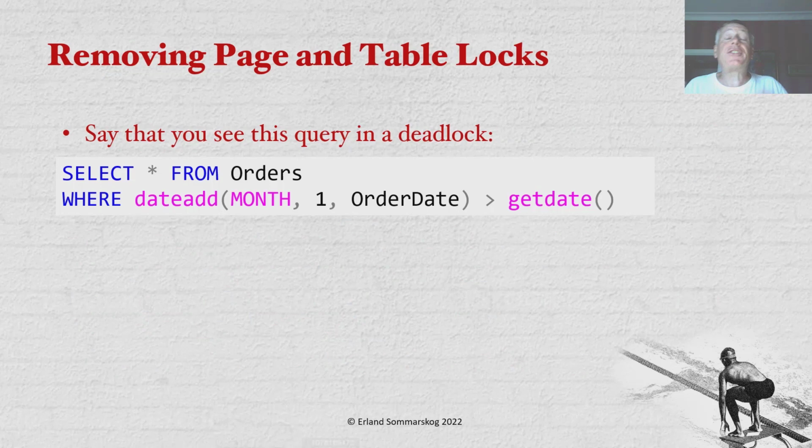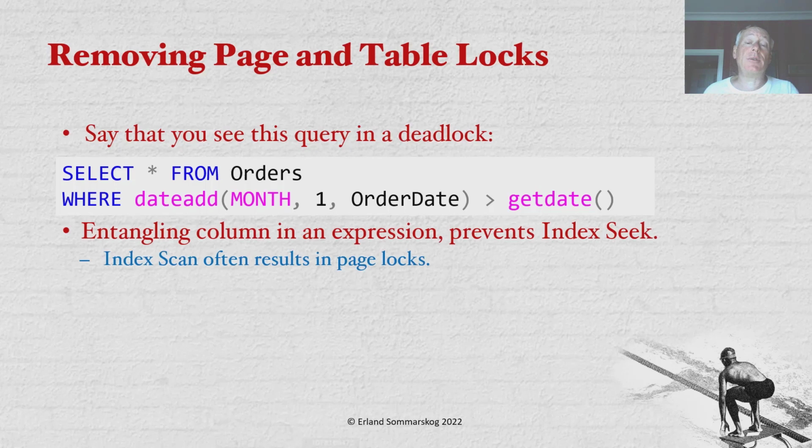So let's say that you are looking at a deadlock and you find this query and there are page locks. Select star from orders where DATEADD month 1 order date is greater than GETDATE. Now, if you know something about query tuning, you know that when you entangle a column in an expression, like we do here, the optimizer is not able to rewrite this. Well, it should be, but it's a lazy bum, so it doesn't do that.